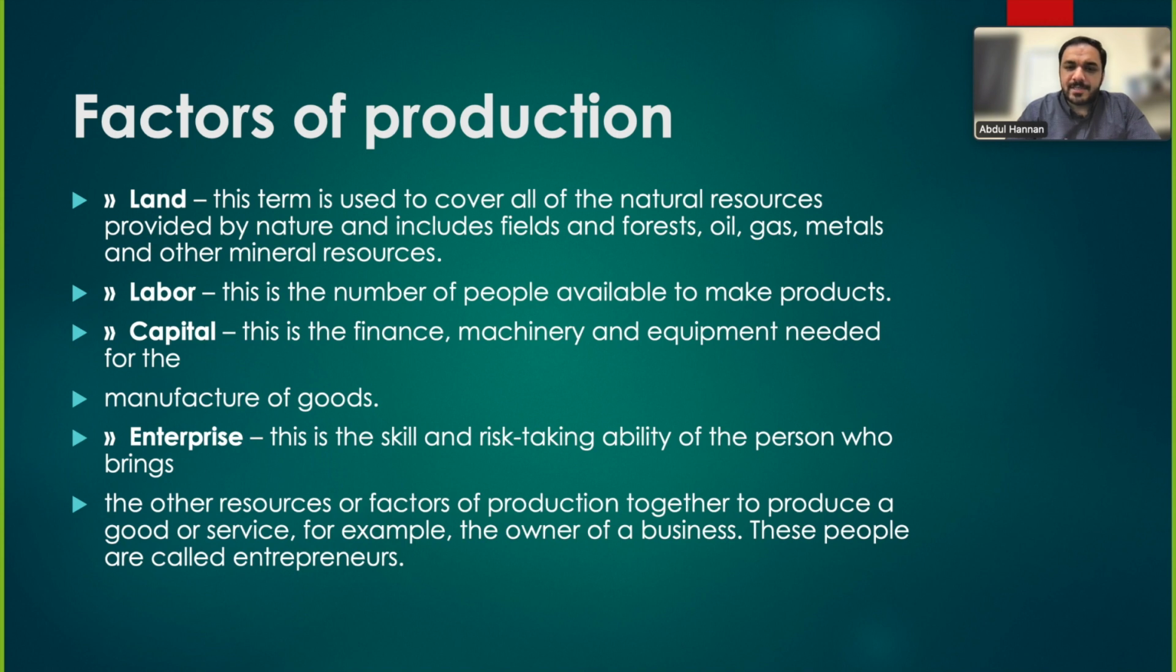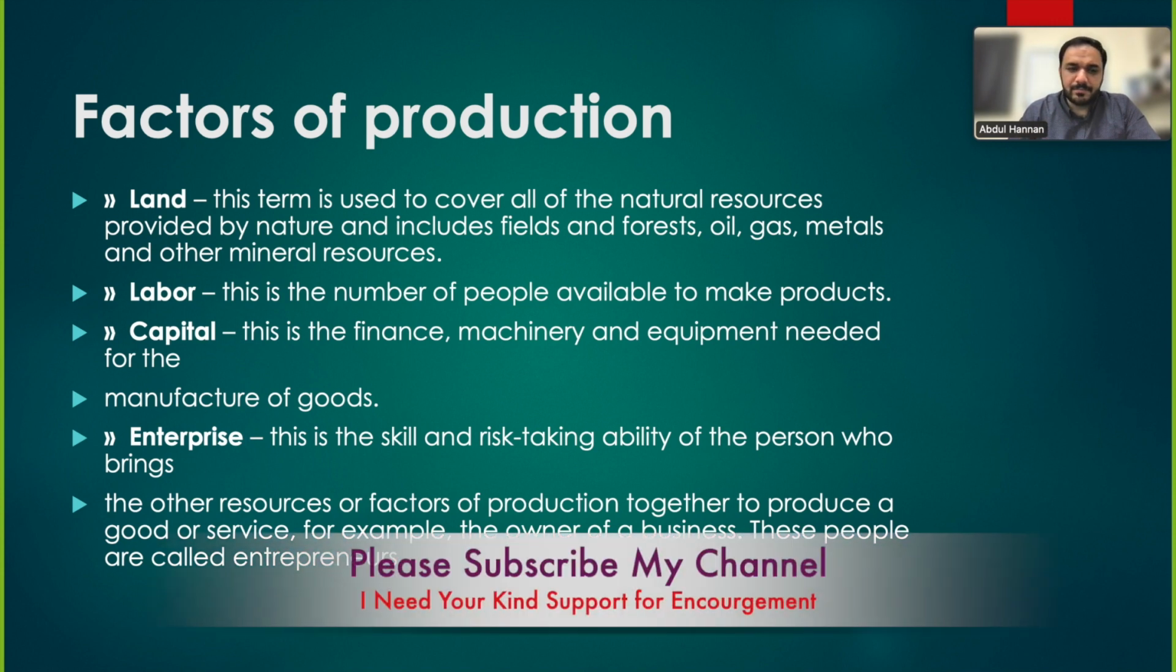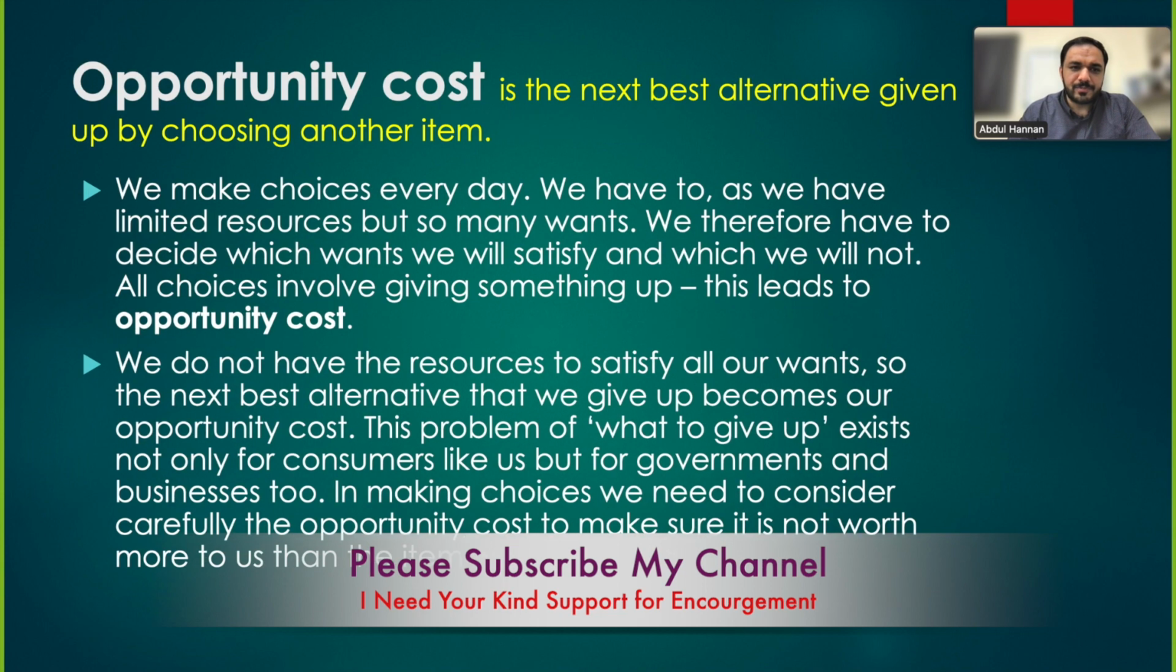He is using his skills, he is taking risk, okay, and he is using his money in order to produce products and in order to sell them in the market. These are the four factors of production.